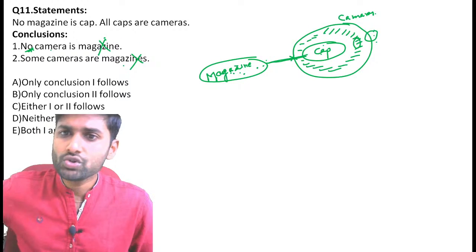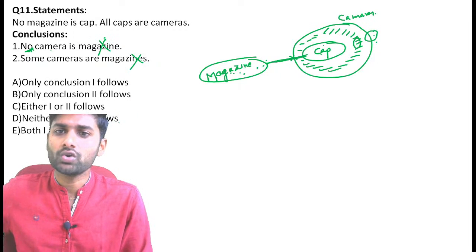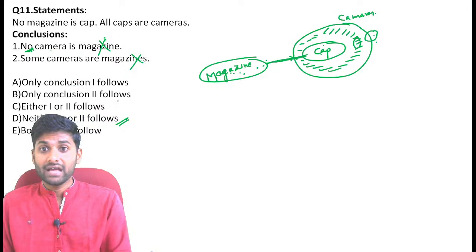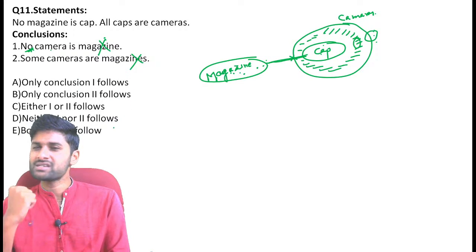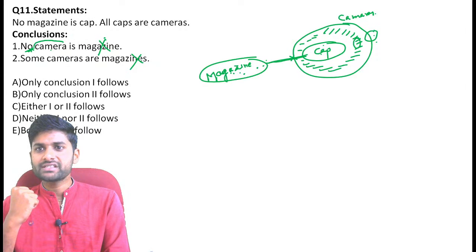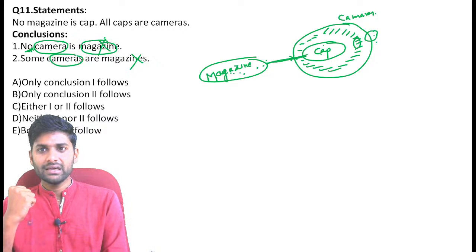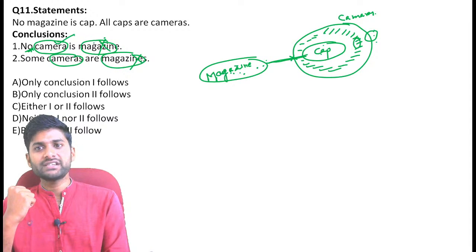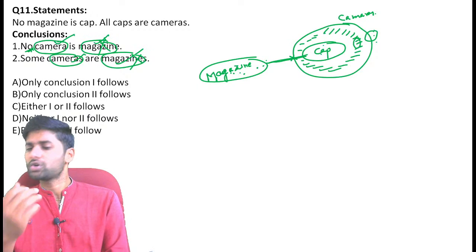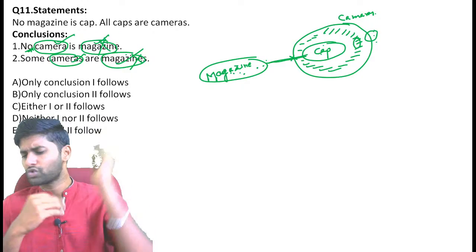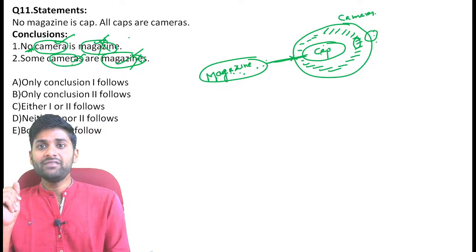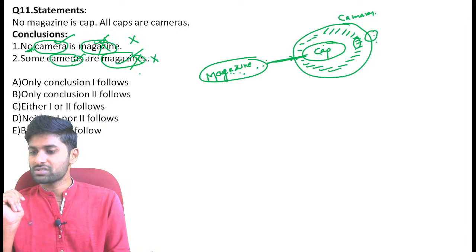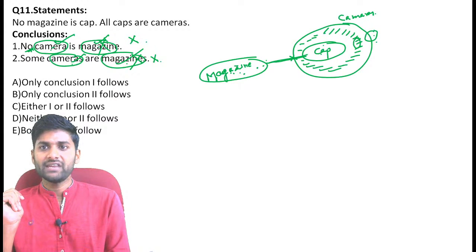But here, most of the students, if they see that both are wrong conclusions, they choose neither nor. But I clearly mentioned that we need to go with the concept of complementary pair. What I mentioned in the complementary pair is that the objects are similar. See here camera, here magazine. Here camera, here magazine. If the objects are similar in any two conclusions, not in series based, point number one: if the objects are similar, individually wrong, we already confirmed that both conclusions are wrong.